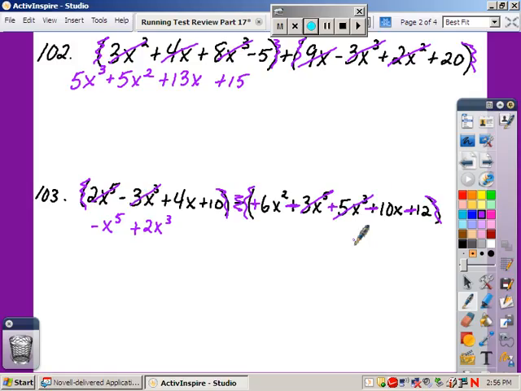I've got an x squared right here, but nothing here, so it's just plus 6x squared. I got x here and x here, that's 4, and negative 10, that's negative 6x. And the last thing, the number is 10, and negative 12, that's negative 2. And again, because I chose to go down the line, starting with the biggest exponent, the answer is already in standard form.